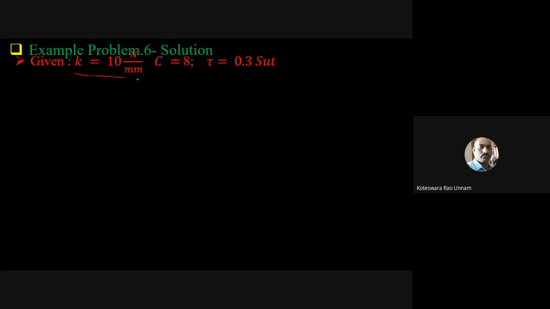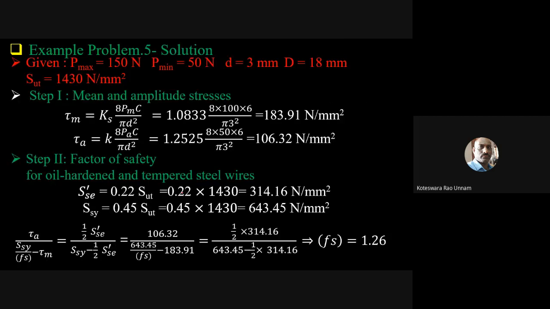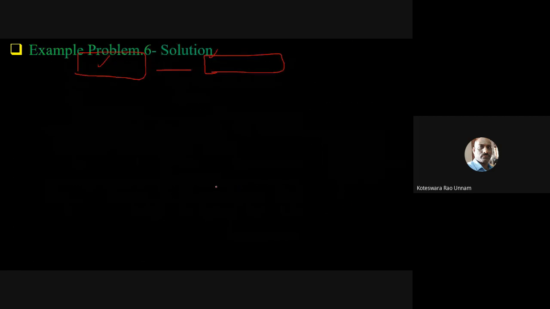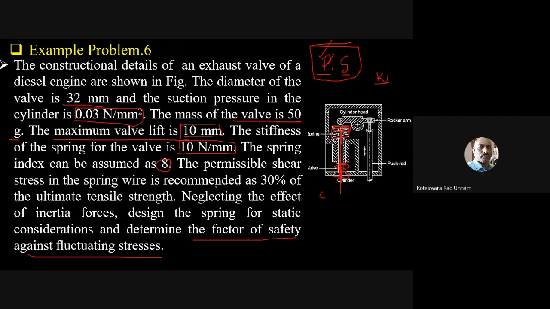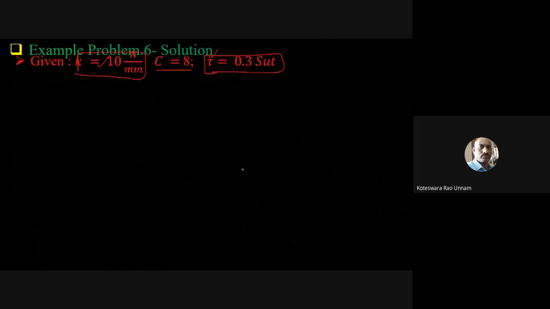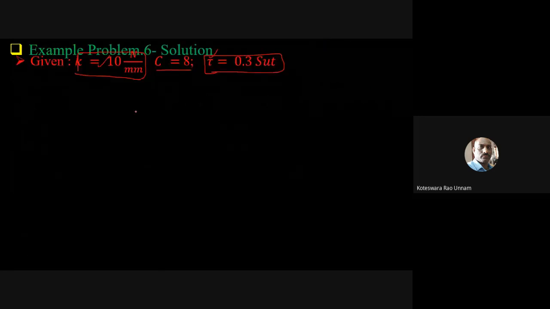So first he has given the data. That is, the stiffness of the spring is given as 10 Newton per mm, and C is 8, and tau is 0.3 times SUT. Allowable shear stress is 30% of your SUT. That's what he mentioned here. If you look at the problem data, 30% of the ultimate strength is going to be your permissible shear stress. So that's what I have written here. So now with this data, first you need to compute the wire diameter.